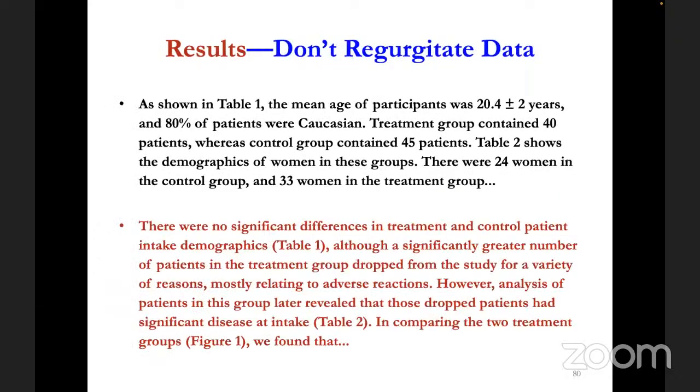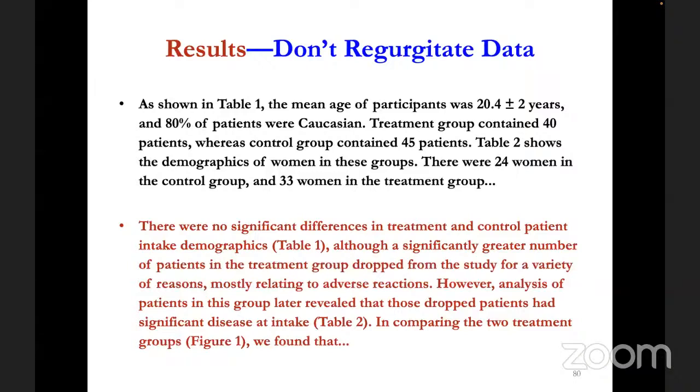Now, in results, don't regurgitate the data. I said you have to use some meaningful sentences. If you see the difference between two headings, the first one is not correct. For patients, the treatment group contained 40 patients. So these are just describing the individual data. These are not called results, these are called data.